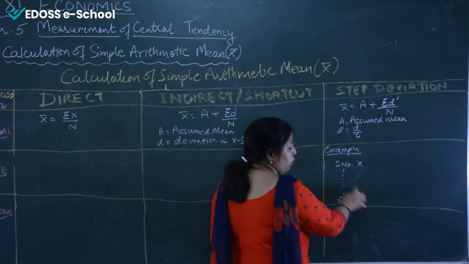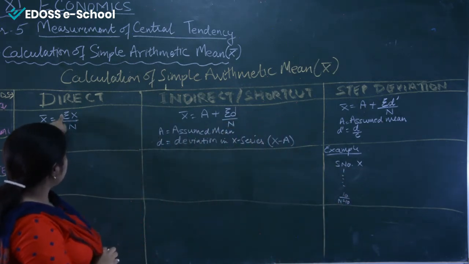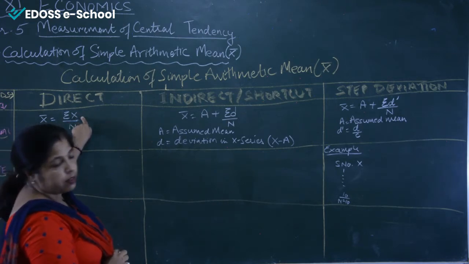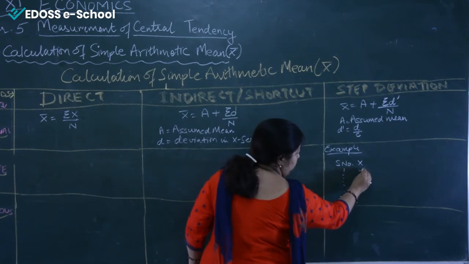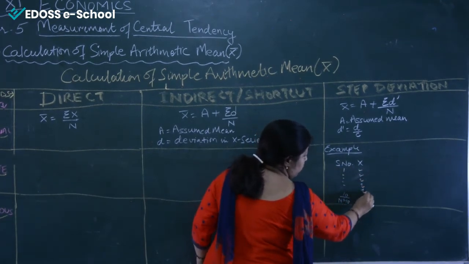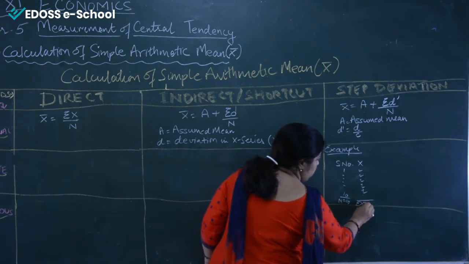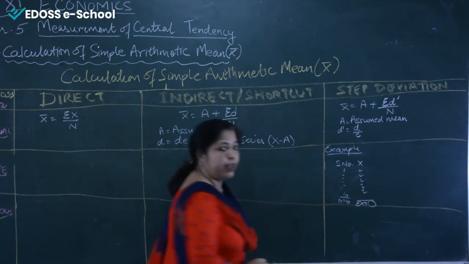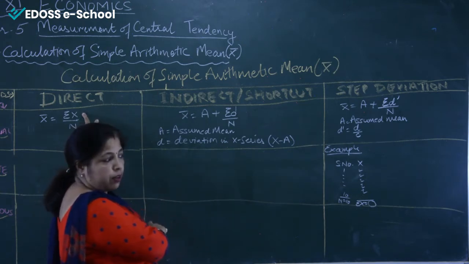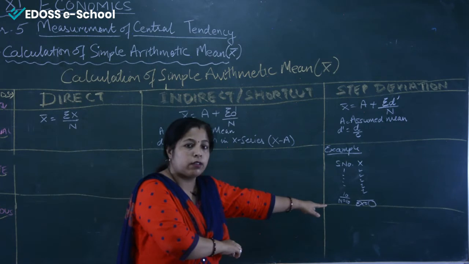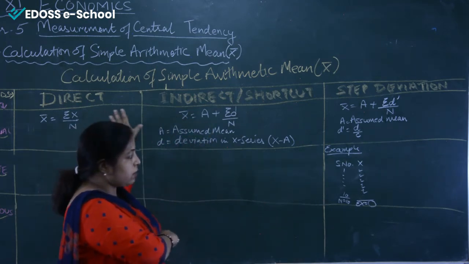Okay? So let us take the first formula. Within the first formula, we have to calculate summation X. Summation X is the total of X. When we total these numbers, we will get summation X. We will note it down here, and N is 10. And we can solve it. The answer will be there. Fine. This is the first way.